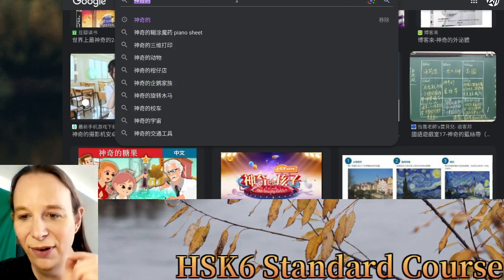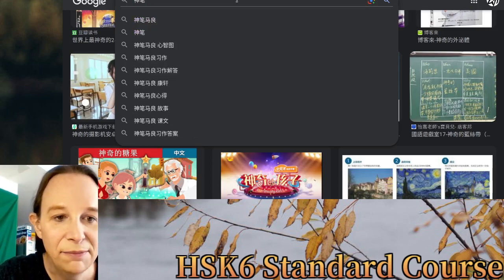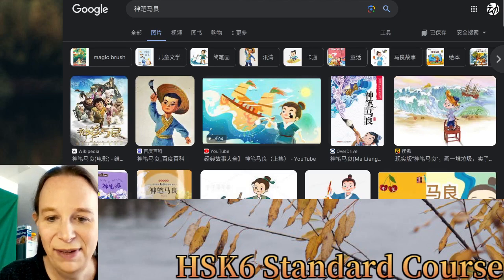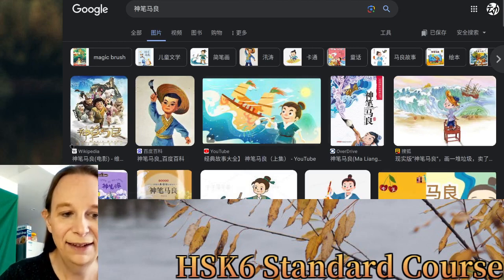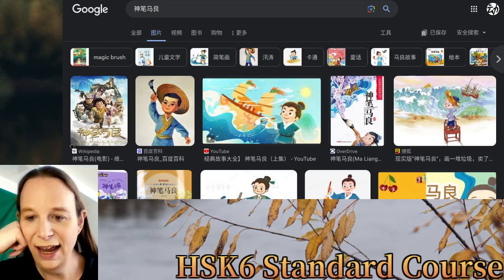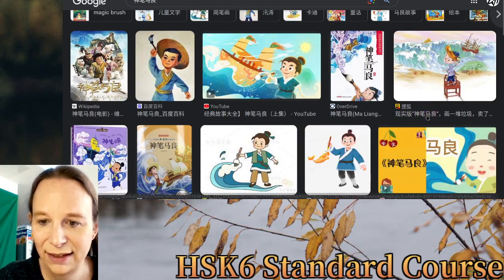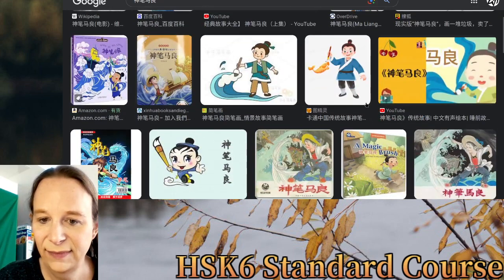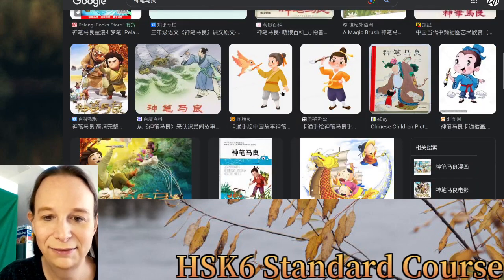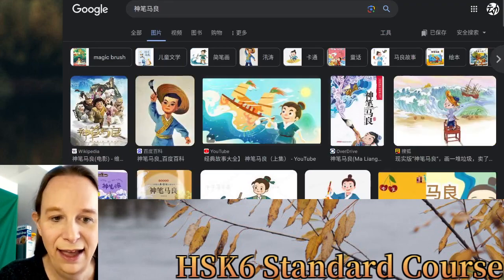So this Shen is giving me impressions. Do you know there's a story in Chinese called Shen Bi Ma Liang? Ma Liang has a magic pen, and whatever he draws with this magic calligraphy pen comes to life, right? 现实版神笔马良. So this is Ma Liang. Ma Liang paints a fish and suddenly there's a fish. Here he paints a boat with a storm and then suddenly it exists. Shen Bi Ma Liang. Okay, so what was I doing?